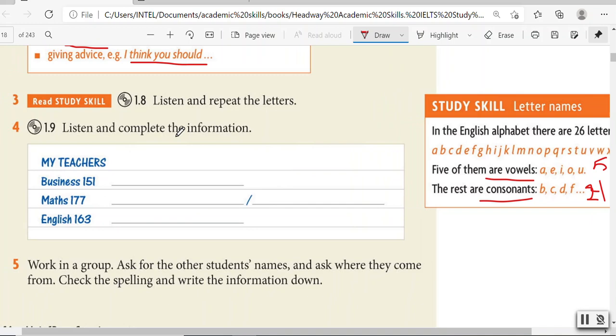Listen and complete the information. My teachers: we must listen to this audio and after that we must fill these gaps, these spaces, with names. My teacher's business and the name of this teacher, and maths, we have 2 lecturers or 2 teachers for this math subject. We must write down the names of the teachers. And for English we have a teacher, we must write down the name of the English subject teacher. I'll play the audio for you and write down their names.